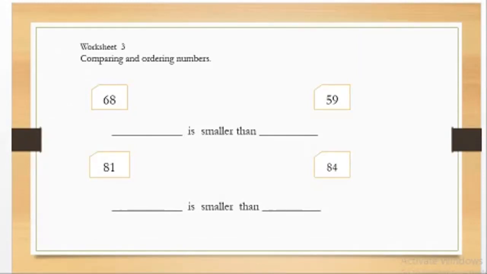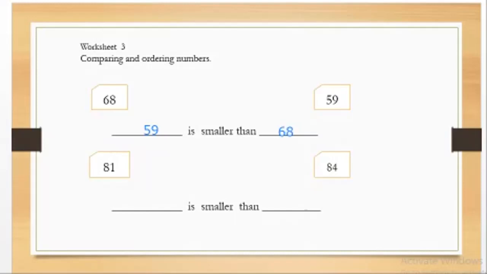Can you tell me which is the smaller number? Yes, 59. So you are going to write here, 59 is smaller than 68. Now you know which number is smaller of the two. In the previous slide, we found the bigger number, and in this slide, you are going to find the smaller number. So which is the smaller number, students, in the next slide?